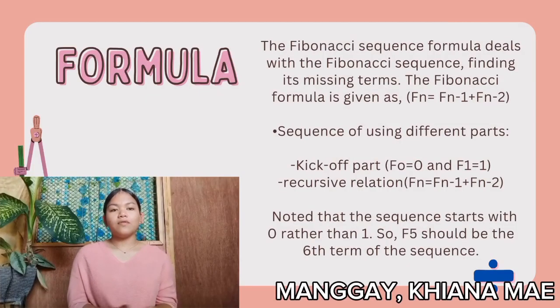The Fibonacci sequence formula deals with finding the missing terms of the Fibonacci sequence. The Fibonacci formula is given as f sub n is equal to f sub n minus 1 plus f sub n minus 2. The Fibonacci sequence of numbers, f sub n, is defined using the recursive relation with the seed values of f sub 0 is equal to 0 and f sub 1 is equal to 1.